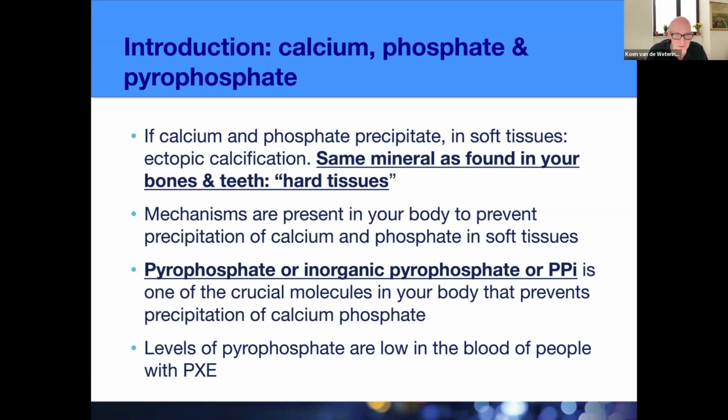And one of the molecules that's crucial to prevent the precipitation of calcium and phosphate in soft tissues is pyrophosphate, or inorganic pyrophosphate, or PPi. And PXE patients, or people with PXE, I should say, have low levels of this mineralization inhibitor pyrophosphate in their blood. And that explains why sometimes in their skin, in their eyes, and in their blood vessels, calcium and phosphate combine and precipitate and give problems.